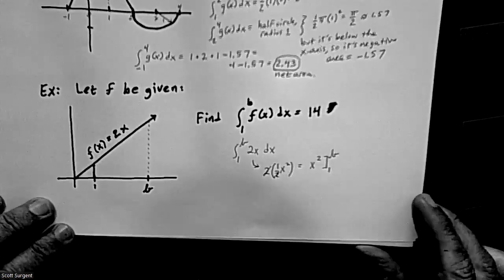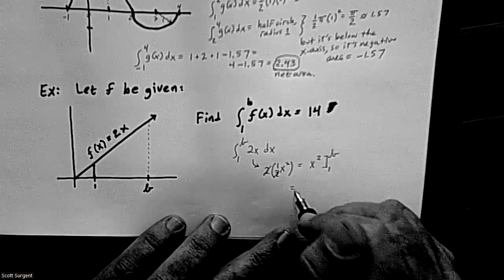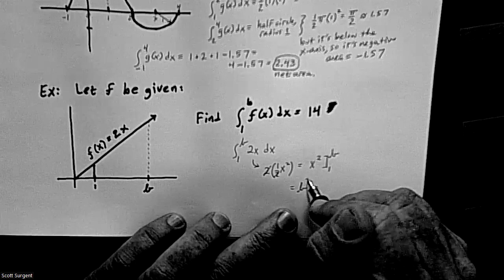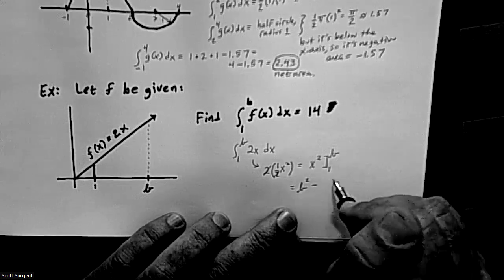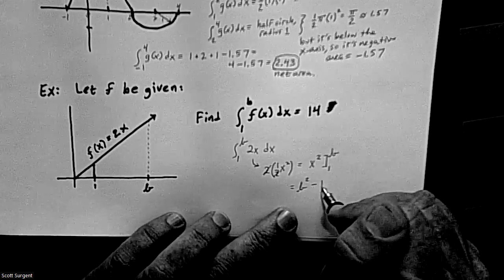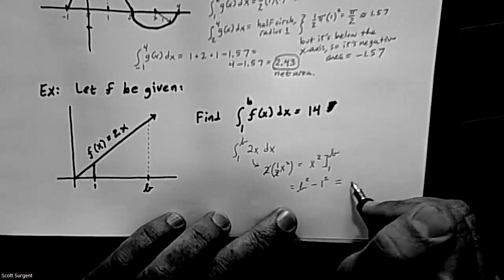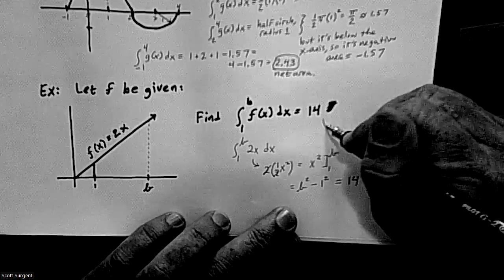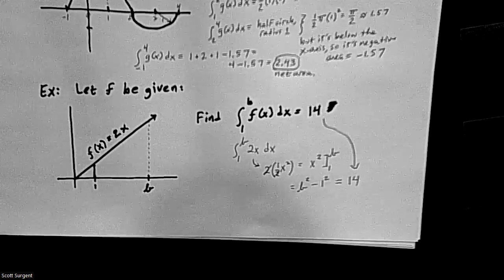And the usual notation is to put a bracket like that. So you put the top bound in, b squared, minus then the bottom bound in, 1 squared. Now that's all supposed to equal 14. Remember that 14 was just kind of given.